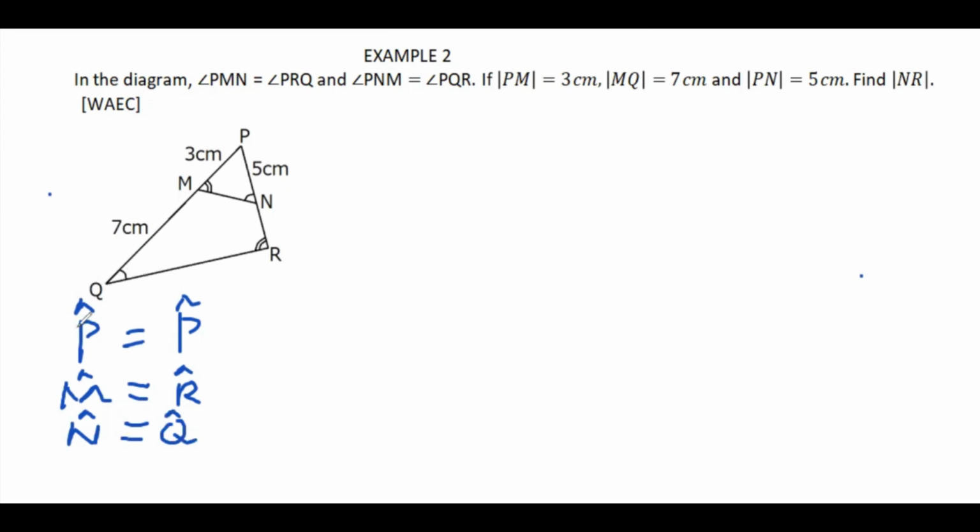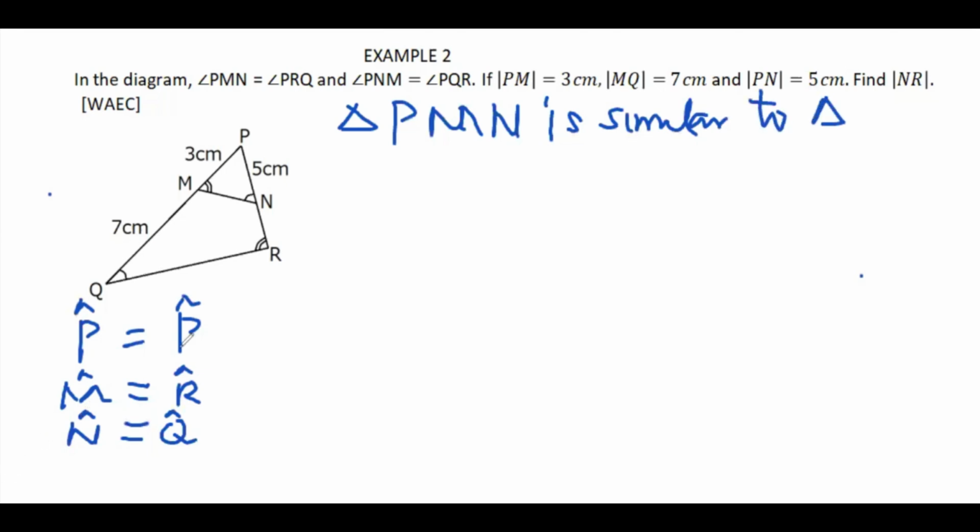We can now use this equality of angles to arrange the lettering of the triangle. So to have the lettering here, we can now conclude that triangle PMN is similar to triangle, in that order too, PRQ. And since the two triangles are similar, the ratio of their corresponding sides too will be the same. That means if you pick PM here, it will be PR here.